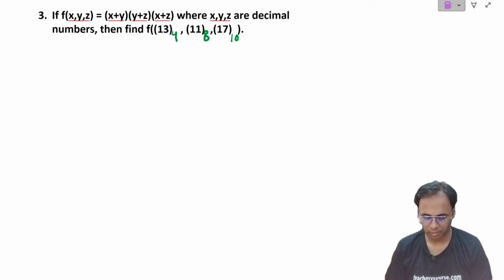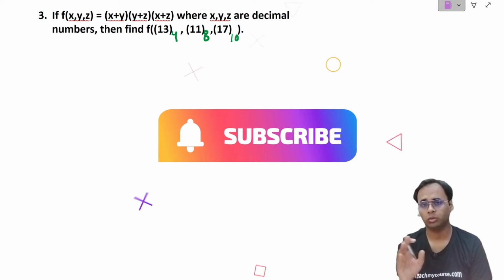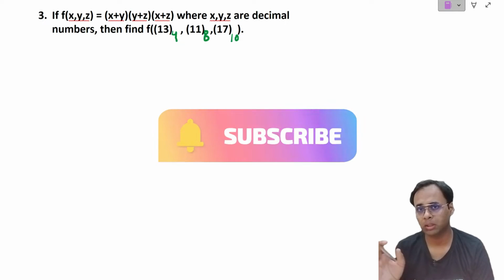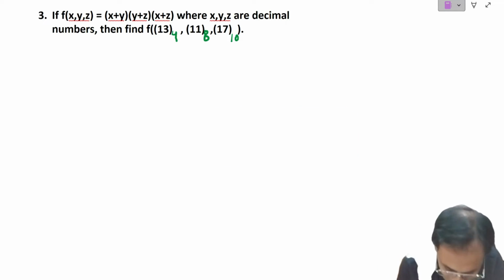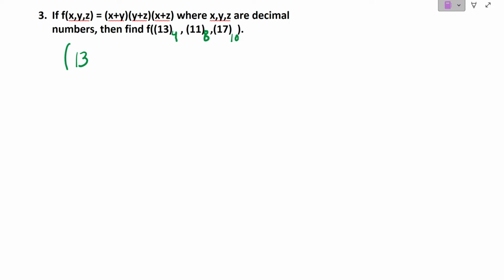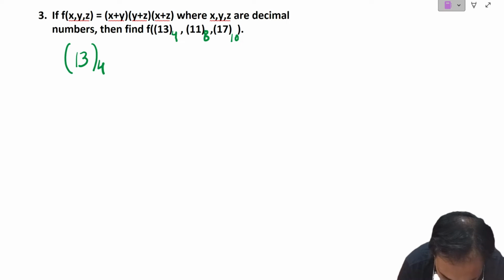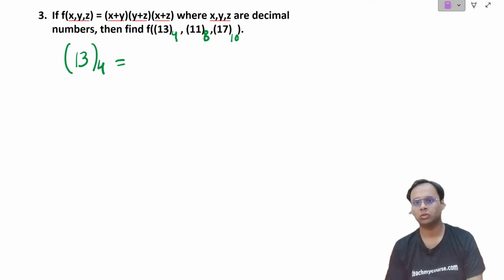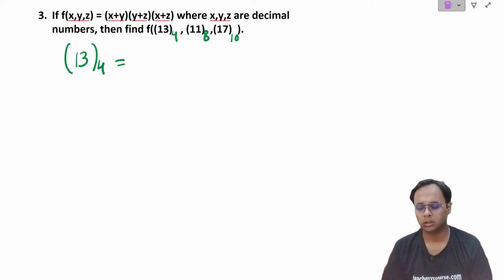So we have 13 to the base 4. First of all we will convert this 13 to the base 4 into the decimal system. So how does it get converted into decimal? To get a detailed view of it, just watch out the description link.